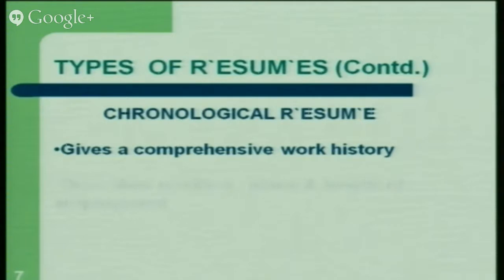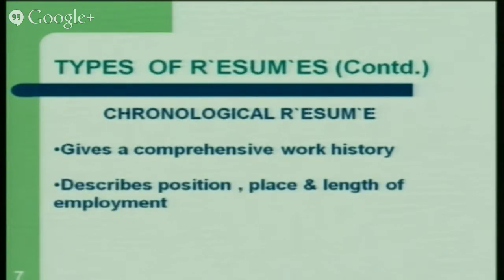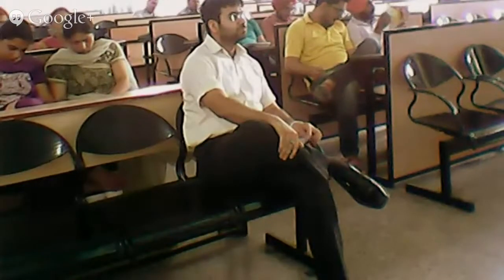The next point about a chronological resume is how you list out the details. The details are described as position, the job title where you worked, which organization you worked in, and just the name of the city. You don't need to give the entire address. Then the length of employment, which can be from this month in this year to this month in this year. You do not need to give specific days or dates.